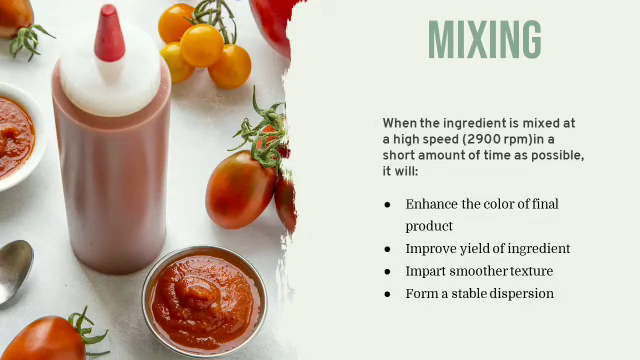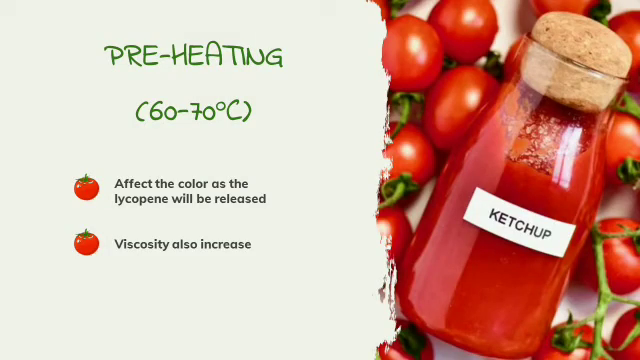In the next few minutes, I will explain more on the relationship of processing conditions with physical properties, quality, and stability of ketchup. Firstly, the process starts with mixing. When the ingredients are mixed at a high speed, which is 2900 rpm, in as short a time as possible, this will enhance the color of the final product. Next, it also improves the yield of ingredients. Then, it can impart a smoother texture, and finally, it can form a very stable dispersion.